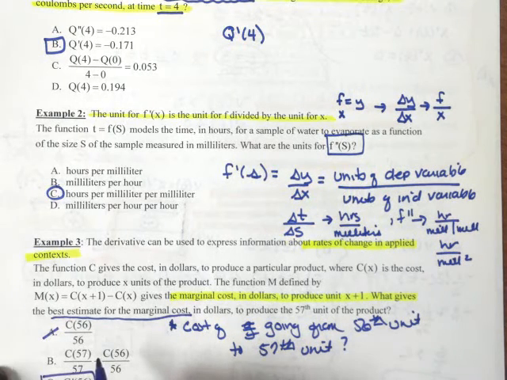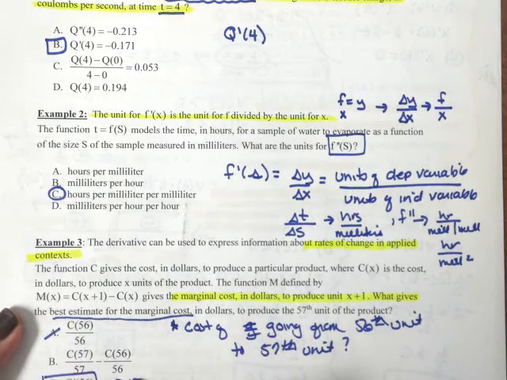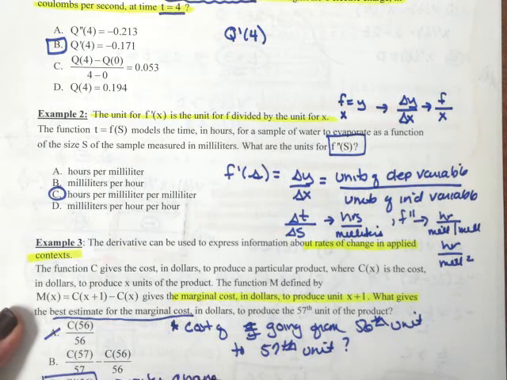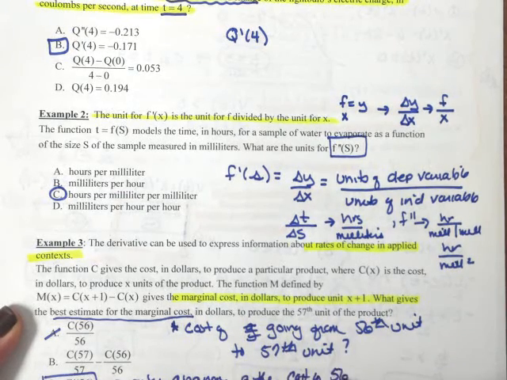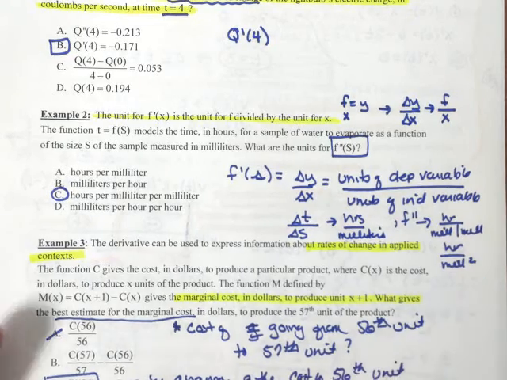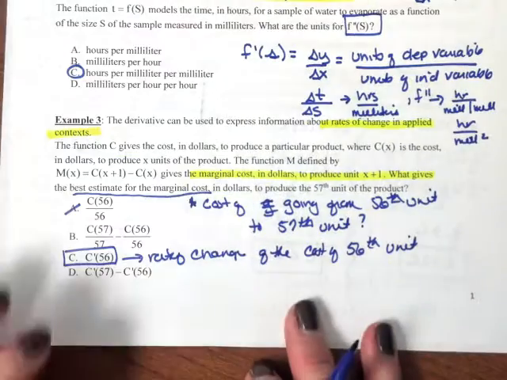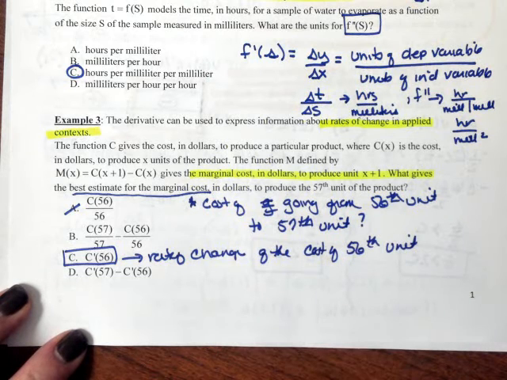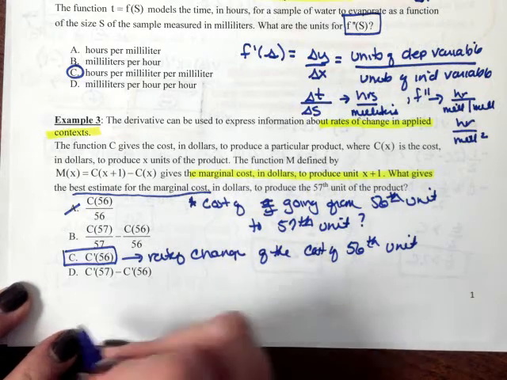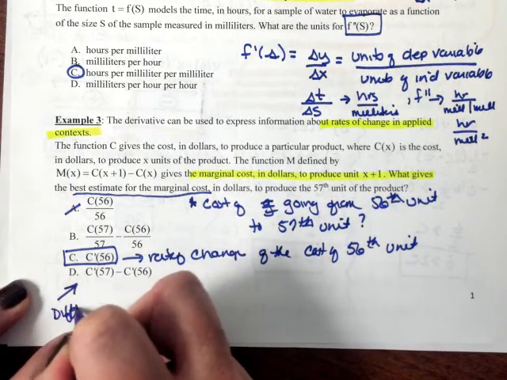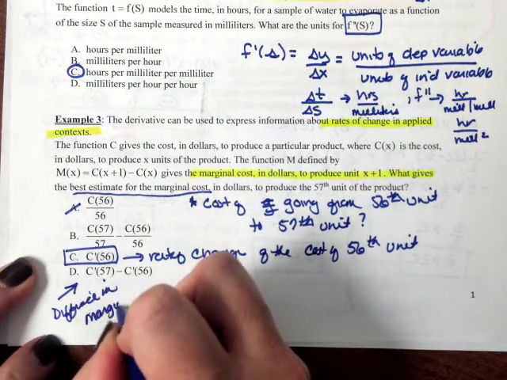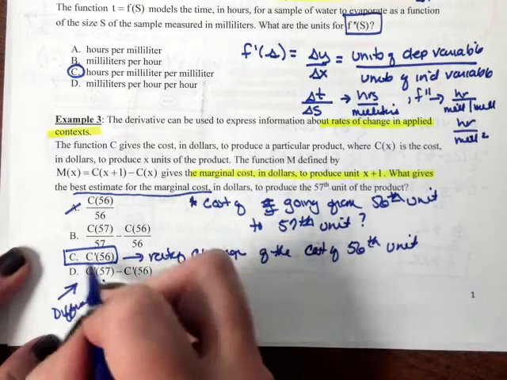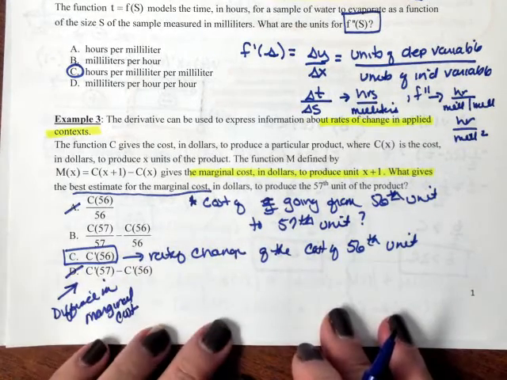C is talking about the rate of change of the cost of the 56th unit. So the only option here that we really could be looking at, to talk about the cost going from the 56th unit to the 57th unit, would have to be choice C. D would give you the difference in the marginal cost. Okay, so your best choice is going to have to be C.